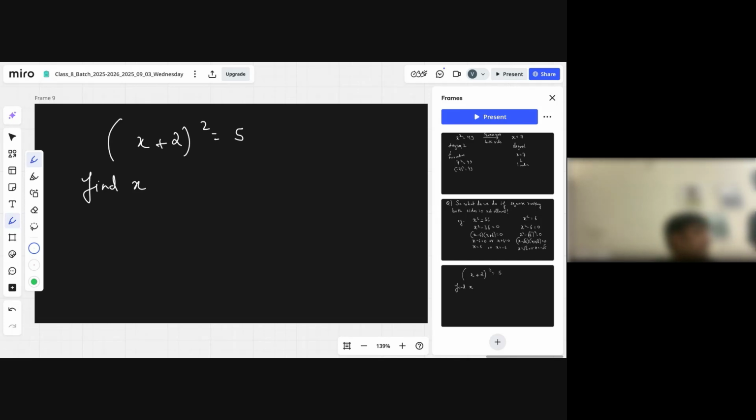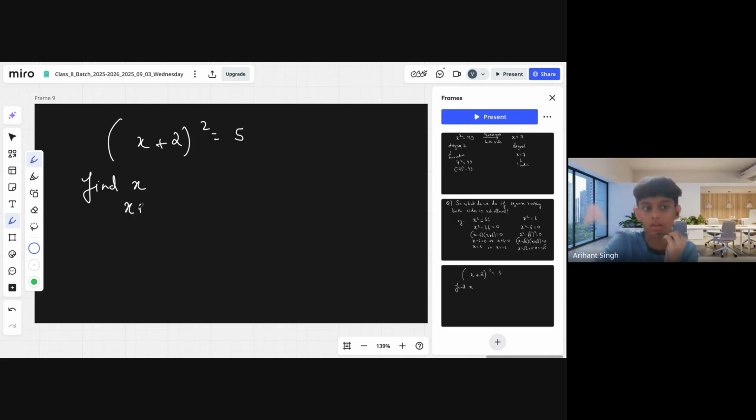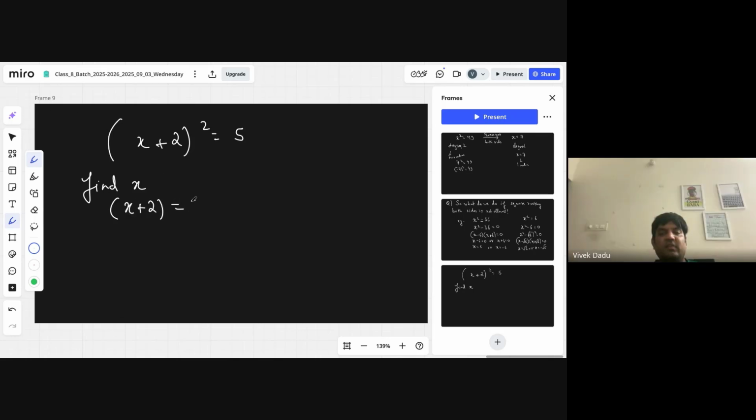Kunal, correct. Nihal, it's complete nonsense. What is this? x plus 2 equal to 5. Where is the square gone? Rehan? I'm saying, where did the square go? You just said this.